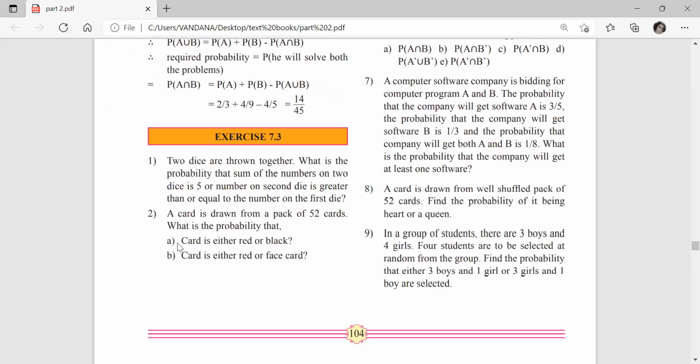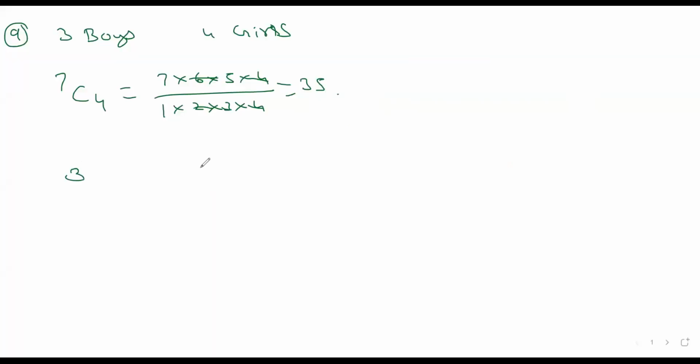4 students are to be selected at random from the group. Find the probability that either 3 boys and 1 girl or 3 girls and 1 boy is selected. The total number of selection is 35. We want 3 boys and 1 girl or 3 girls and 1 boy.